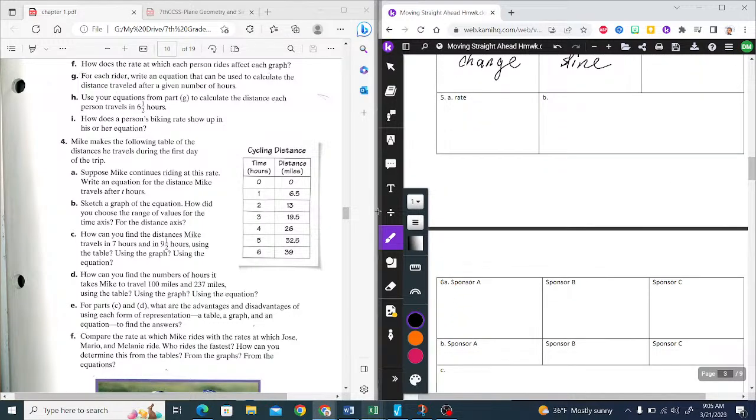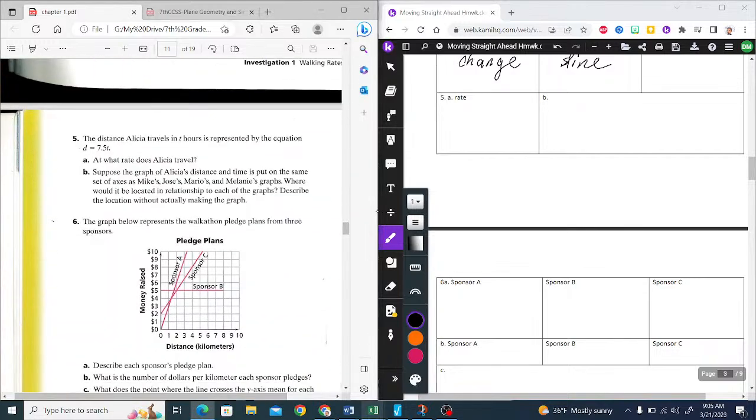So number 5. The distance Alicia travels in t hours is represented by the equation d = 7.5t. What rate does she travel? 7.5 miles per hour. Suppose that the graph of Alicia's distance and time is put on the same set of axes as Mike's, Jose's, Mario's, and Melanie's graphs. Where would it be located in relationship to each of the graphs? Well, it would be below Melanie, above the others.